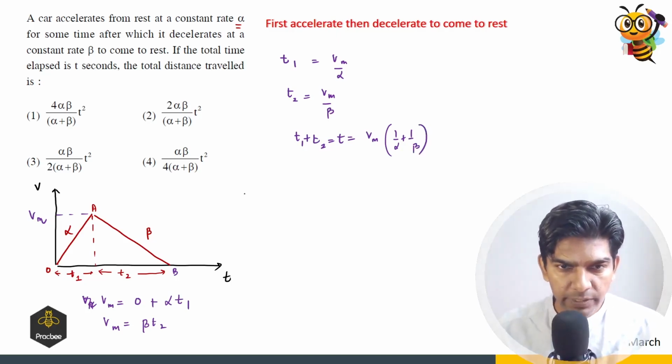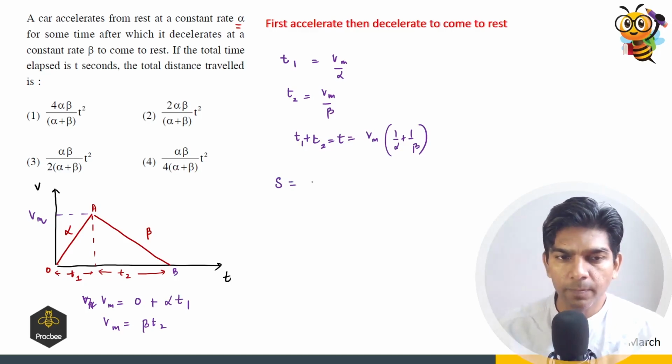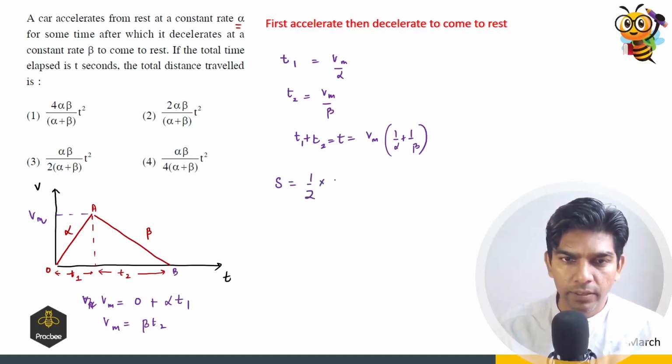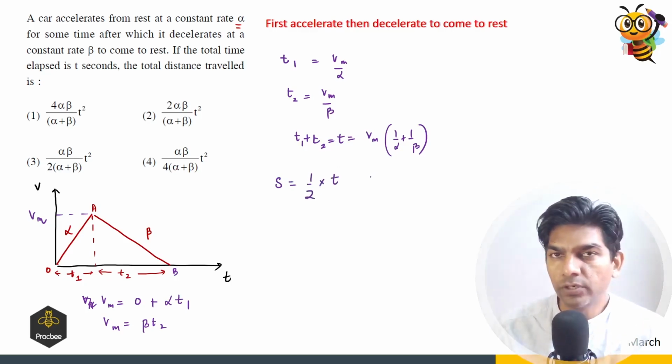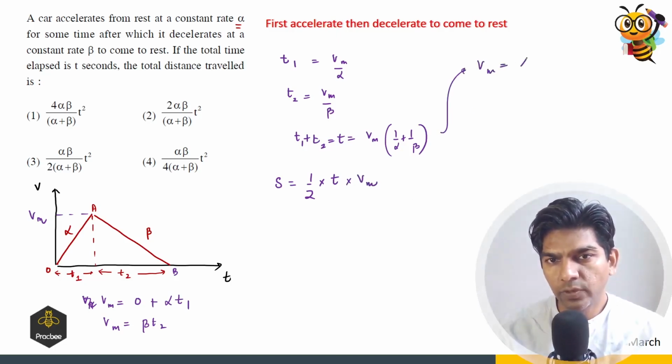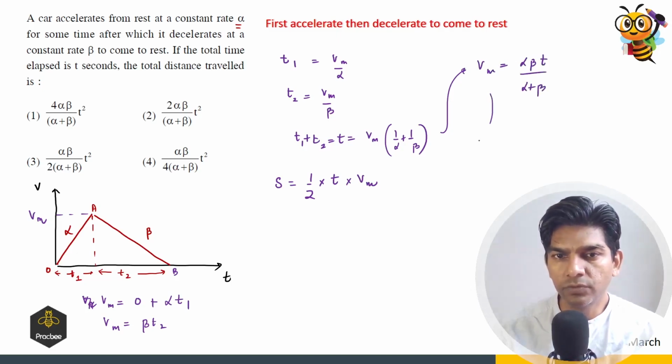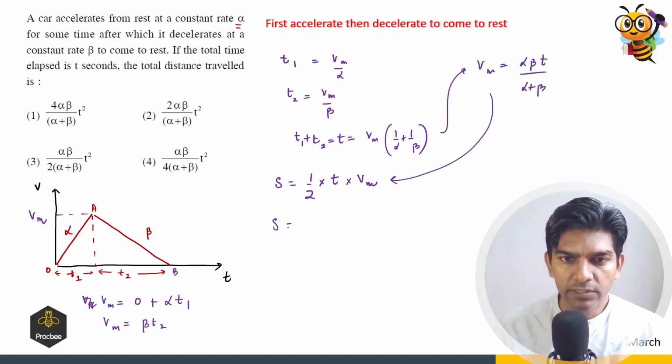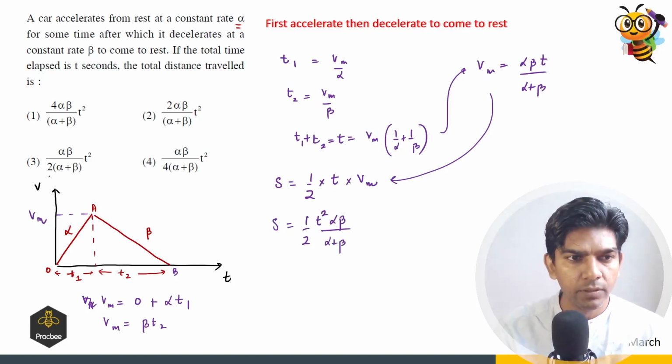And we know that the displacement is nothing but the area under the velocity time graph. So it will be half, and the base is nothing but total time, and the height is Vm. Now from this, we can say Vm is equal to alpha beta t divided by alpha plus beta. Now I'm going to substitute the Vm value in this equation. So S comes out to be half t square alpha beta upon alpha plus beta. So option 3 is the right answer.